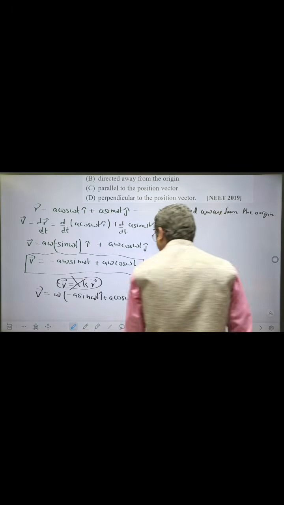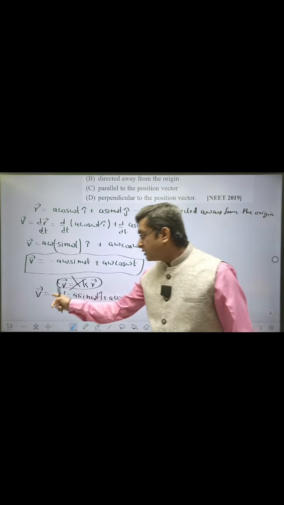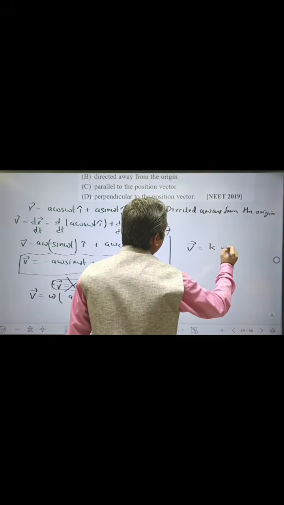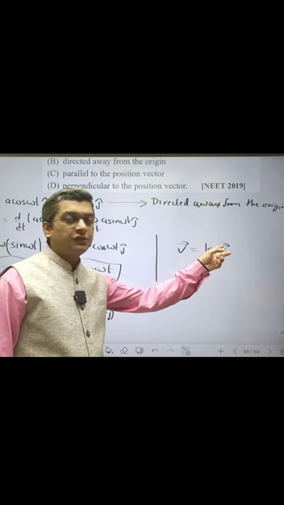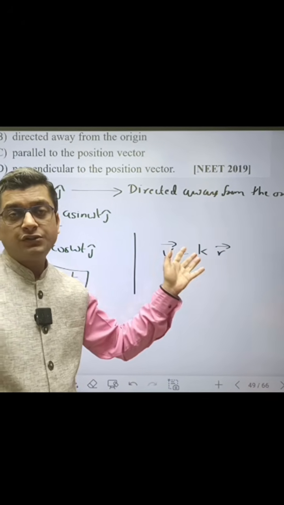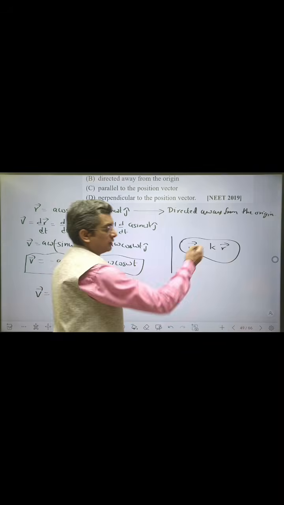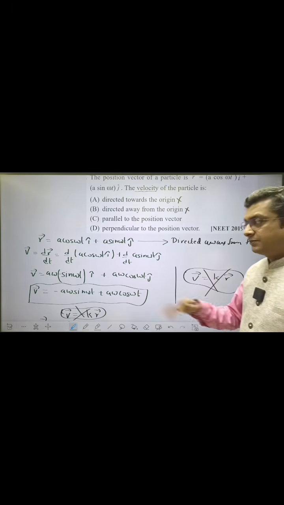Whatever arrangement you do, it will never equal the position vector. I mean, it never gives the relation that some constant multiplied by position vector is equal to velocity vector, isn't it? So neither is it directed towards the origin, nor away from the origin, because in both cases it must satisfy the relation v is equal to k times position vector. If k is a negative constant, then v is opposite to the direction of position vector, that is towards the origin, and if k is a positive constant, then velocity has the same direction as position vector, that is directed away from the origin. But if I observe the expression of this velocity vector, it can never convert into this form. This is never possible. So the two options, directed towards the origin and directed away from the origin, are cancelled.